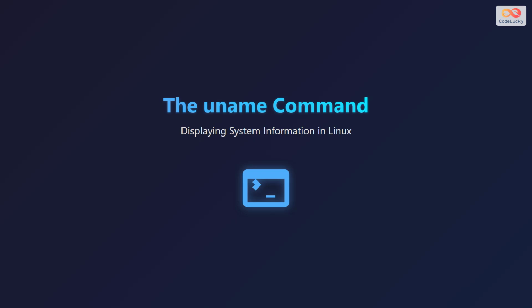In this tutorial, we're going to explore the uname command, a fundamental tool in Linux for displaying system information. By the end of this guide, you'll understand how to use uname to find out details about your Linux environment, such as the kernel name, host name, kernel version, and hardware architecture. Let's dive in and uncover the power of the uname command.